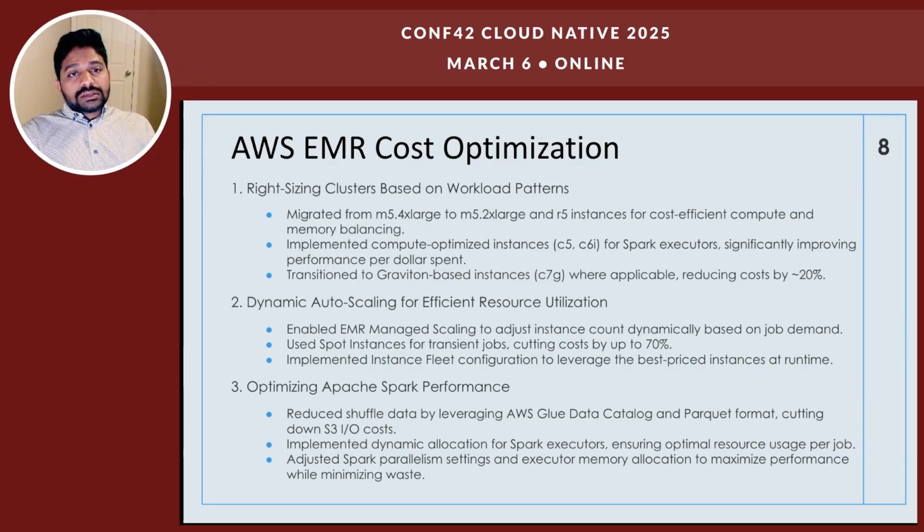First, right size the cluster based upon the workload patterns, right? That's the same kind of thing we talked about previously with Databricks as well. You need to choose the right worker type and the right node to provision your jobs. And one of the biggest things is that Graviton based instances reduce cost by 20%.